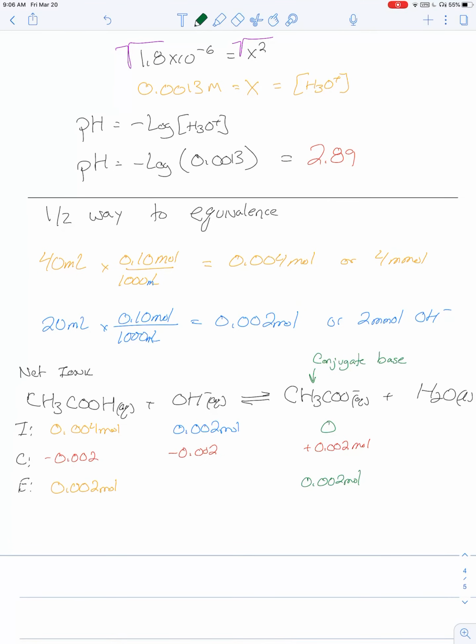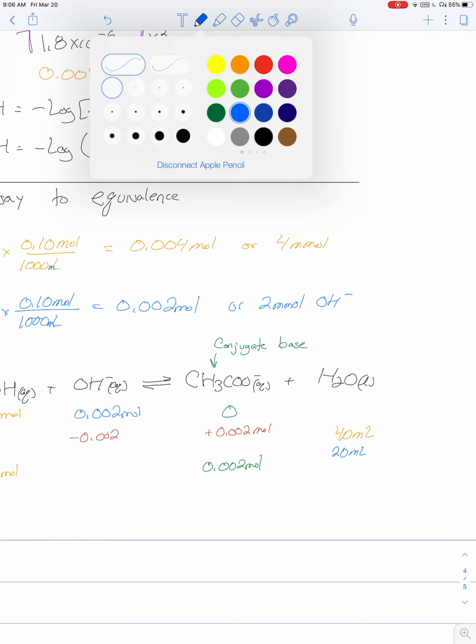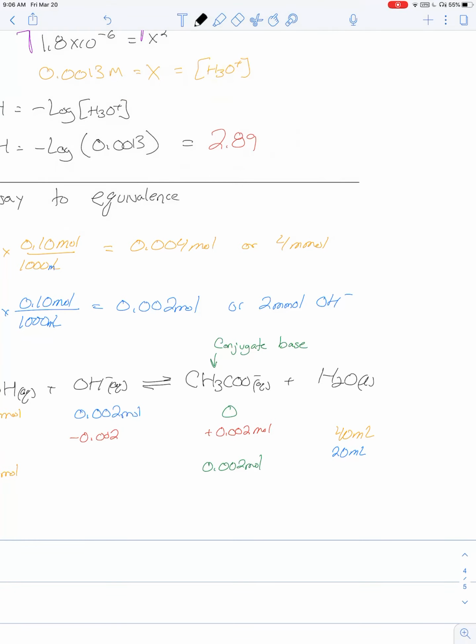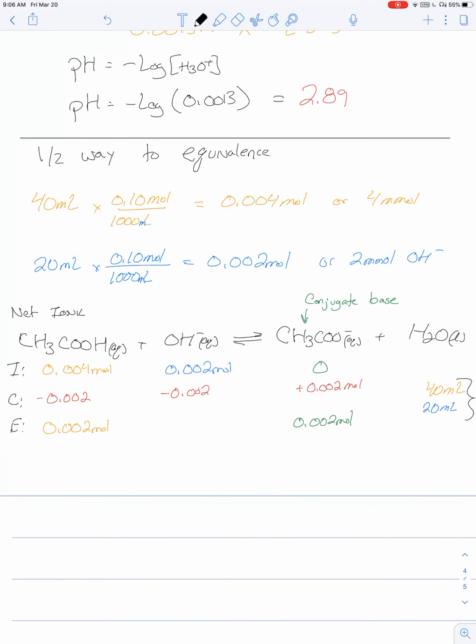Now, they're in the same container. If they're in the same container, they're going to have the same concentration. In this case, what's our volume here? Well, we have 40 milliliters of acid and 20 milliliters of base. So that's a combined total of 60 milliliters.